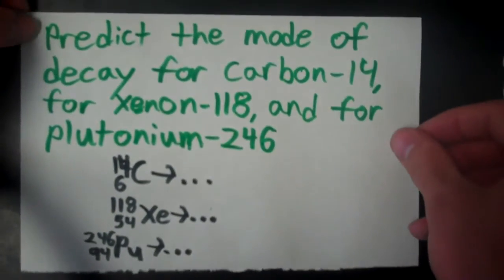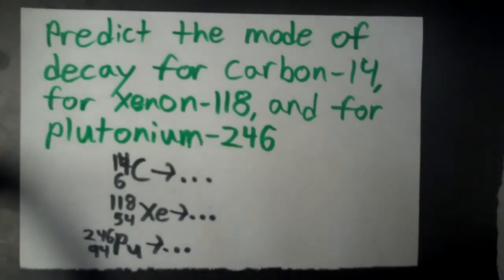So, let's do a problem. Predict the mode of decay for carbon-14, for xenon-118, and for plutonium-246. Well, in order for each of these atoms to reach the magical proton-neutron ratio, what has to happen? Carbon-14's neutron content must go down, or its proton count must increase. Alpha particles are too large to be a frequent form of decay for small atoms.